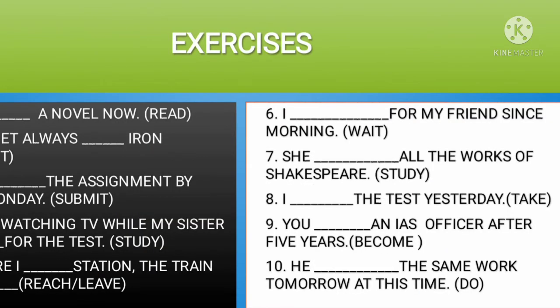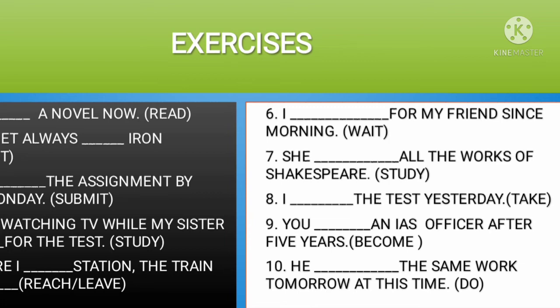Next question: "I dash for my friend since morning." The "since morning" shows the action started in the morning and is still continuing. So it is present perfect continuous tense. For present perfect continuous tense we use has or have been plus the ing form of the verb. So: I have been waiting for my friend since morning.